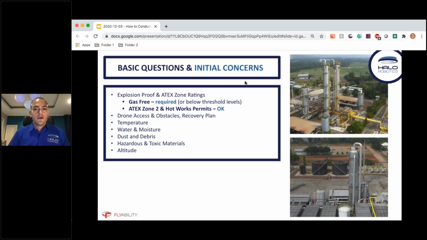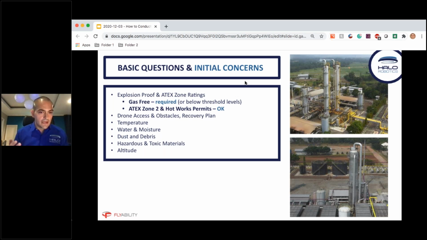And then in terms of ATEX zone management, ATEX is a zone-based management system, where, for ATEX zone 1, if you can imagine an oil rig, it would be around the well pad, where by definition there's a constant presence of flammable or explosive vapors. So in ATEX zone 1, drones cannot and should not be operated.